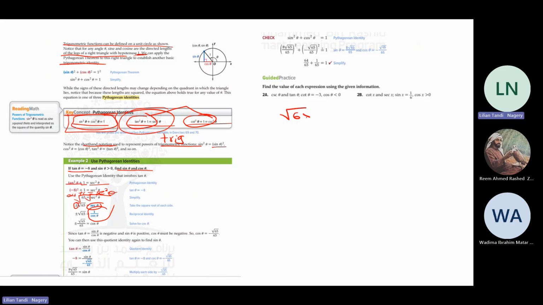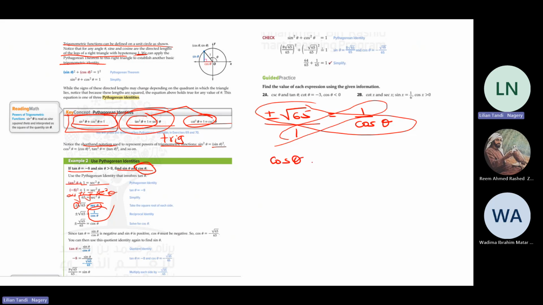Square root of 65 plus or minus equals 1 over cos theta. I want cos theta, so I will use the butterfly method. If this method is not easy for you, just put 1 here and do the butterfly method like this. So here you will have cos theta times plus or minus square root of 65 equals 1 times 1.